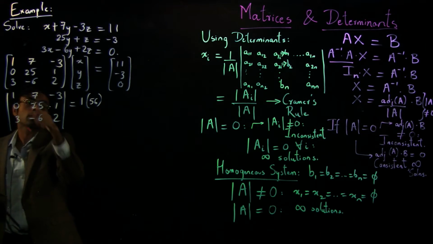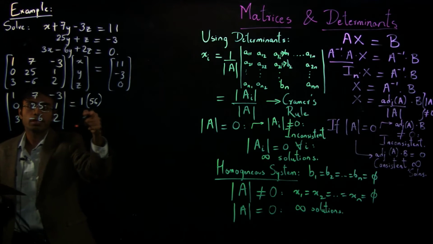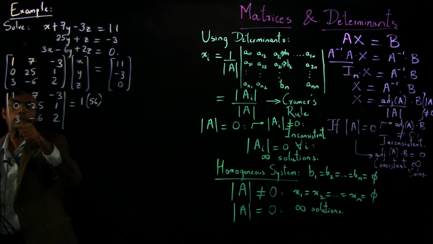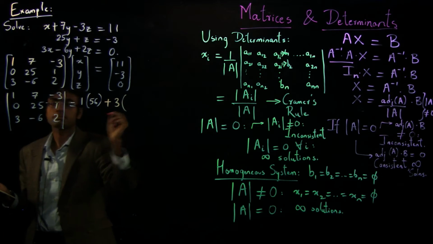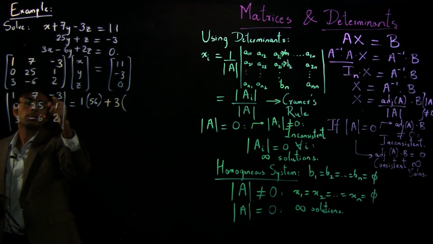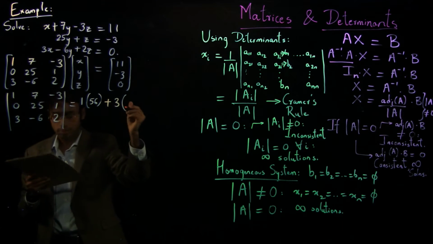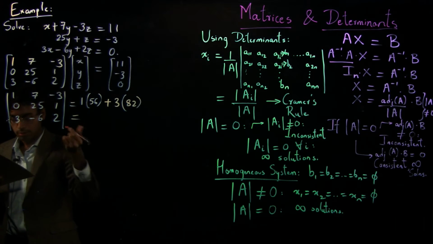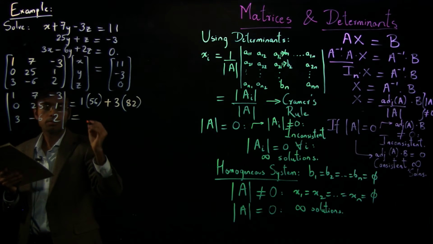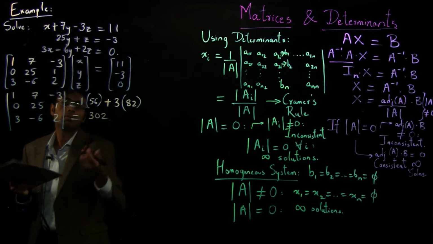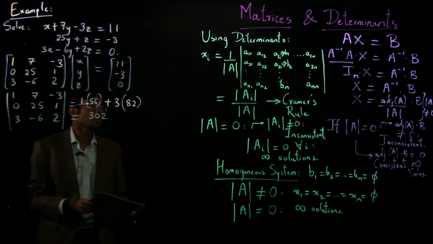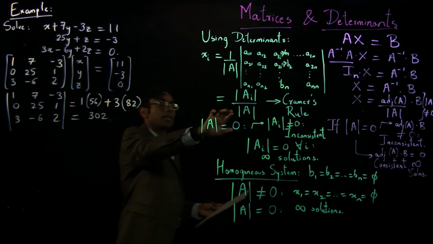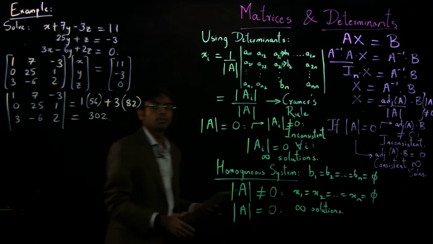So that's why I'm choosing to expand by this column instead of any other row or column. So 1 times 50 plus 6, so 56, minus 0 times something, the cofactor of this element, which we don't care about, plus 3 times 7 minus 75, so 82. So the value of the determinant of A works out to be 302, which is not 0, which means we can find these unknown values.